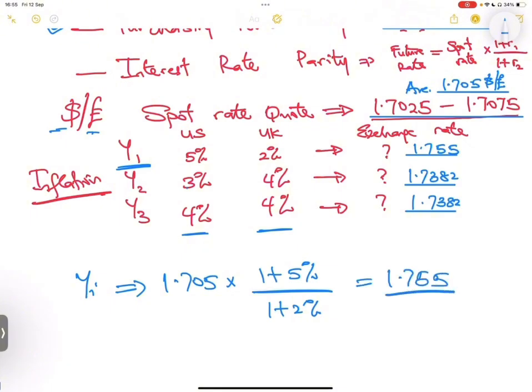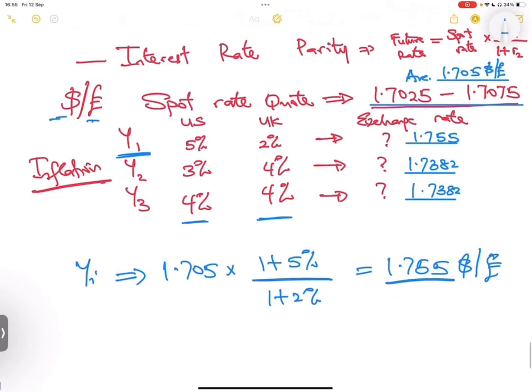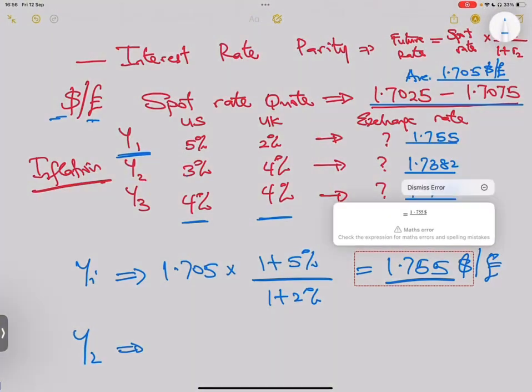So this becomes the exchange rate at the end of year one. If you have a cash flow at the end of year one that you need to convert, you'll be using this currency conversion rate. For year two, the spot for year two will be the opening for year two. The opening for year two is the ending of year one, and that becomes 1.755.